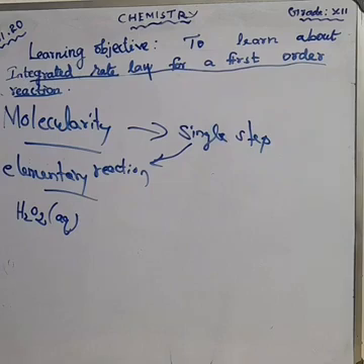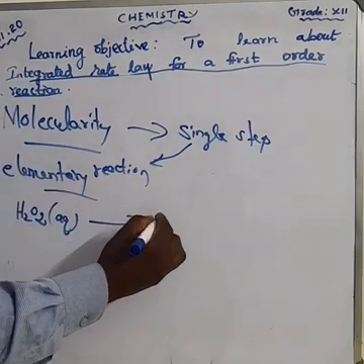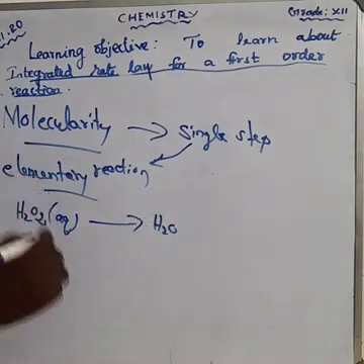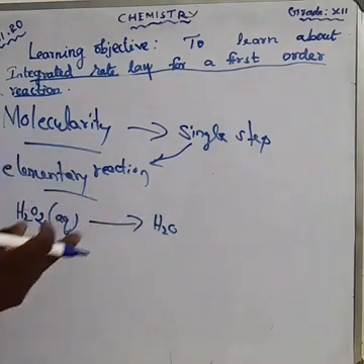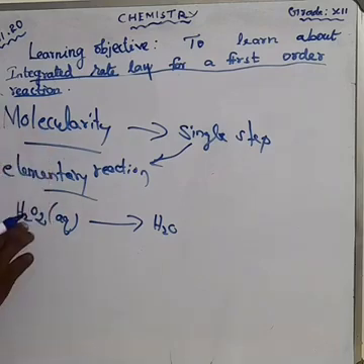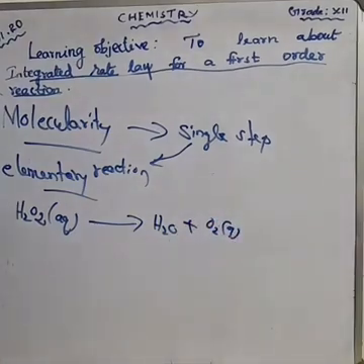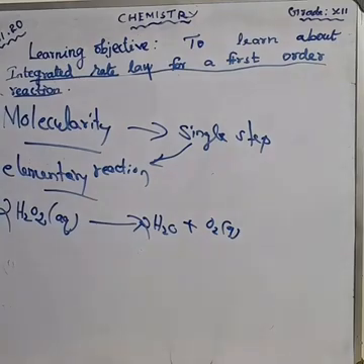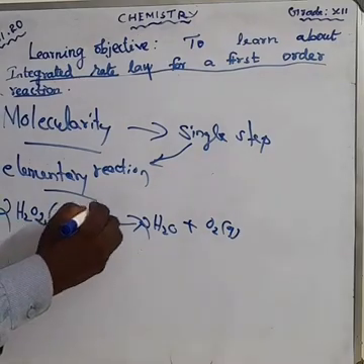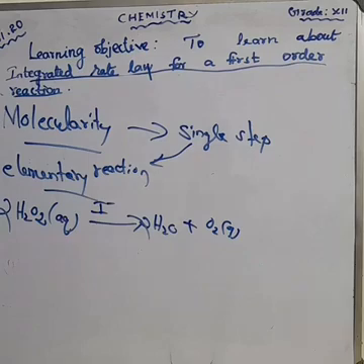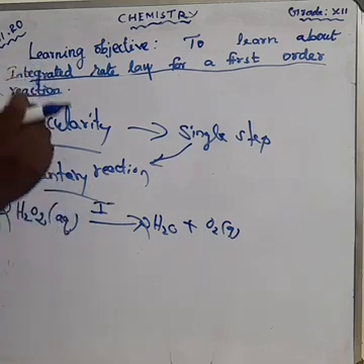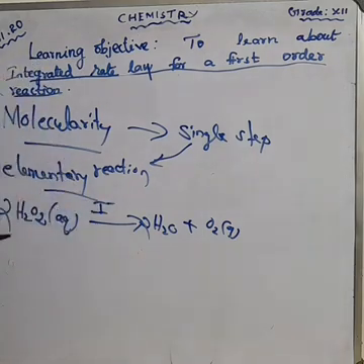Here, the hydrogen peroxide is converted into water, which is a liquid state, and also oxygen gas. You should balance the equation, which I will tell you later. How to balance the equation? Here, one of the catalysts we are using is iodide. It is found experimentally that the reaction is first order with respect to both hydrogen peroxide and iodide, which indicates that I is involved in this reaction.